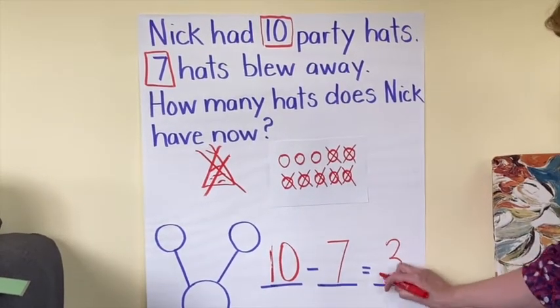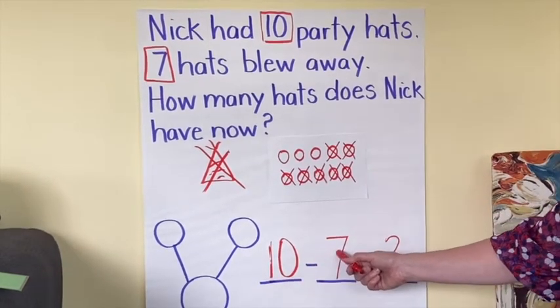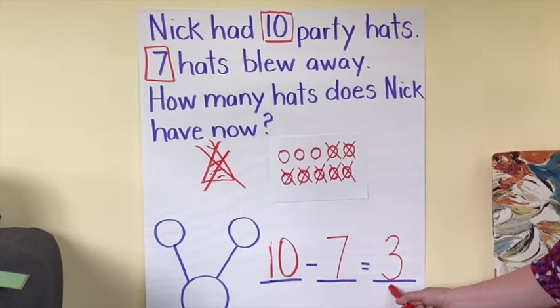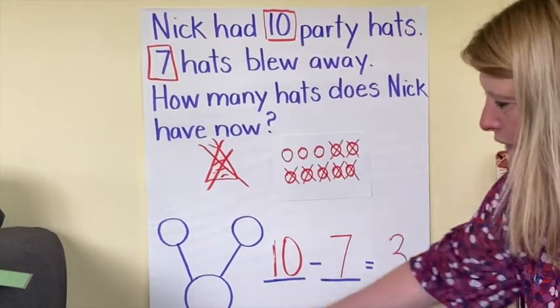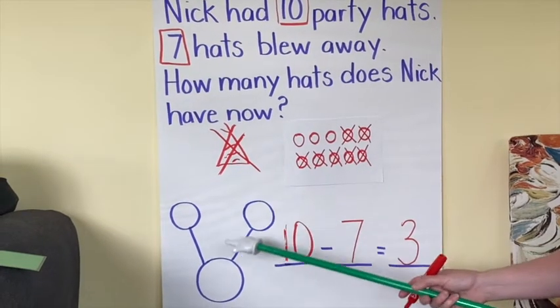There's my answer now. So say it with me, please. 10 minus 7 equals 3. Now it's time to put it in that number bond. We know it is part, whole.